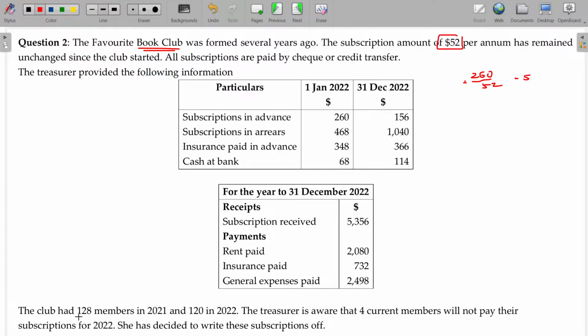The club had 128 members in 2021 and 120 in 2022. The treasurer is aware that 4 current members will not pay their subscription for 2022. She has decided to write these subscriptions off. This is nothing but subscription written off. This will be treated as irrecoverable debt.